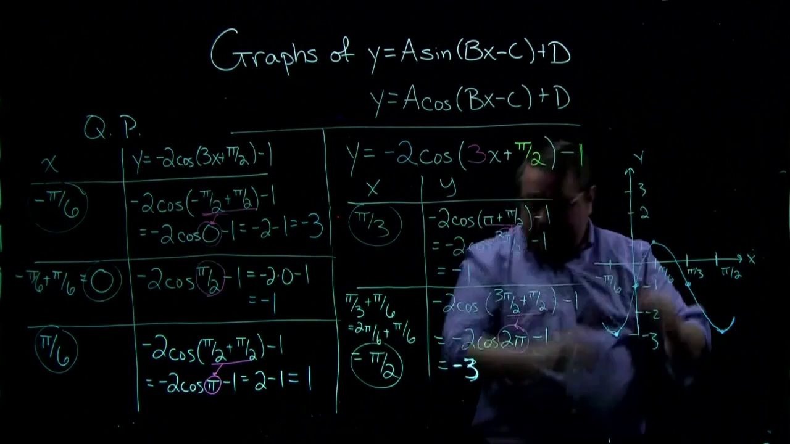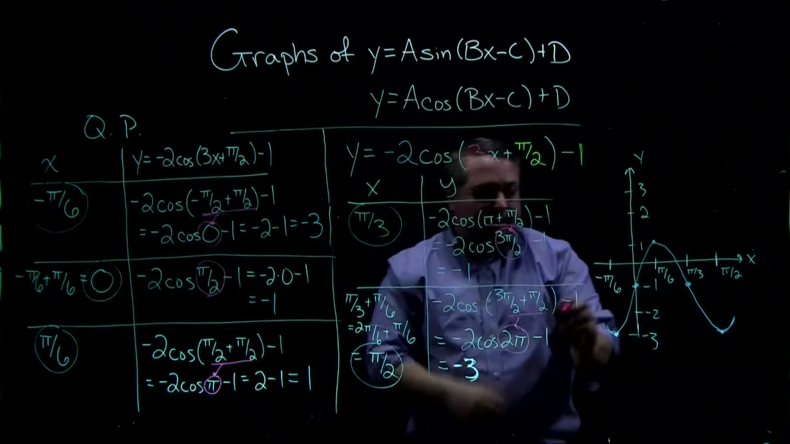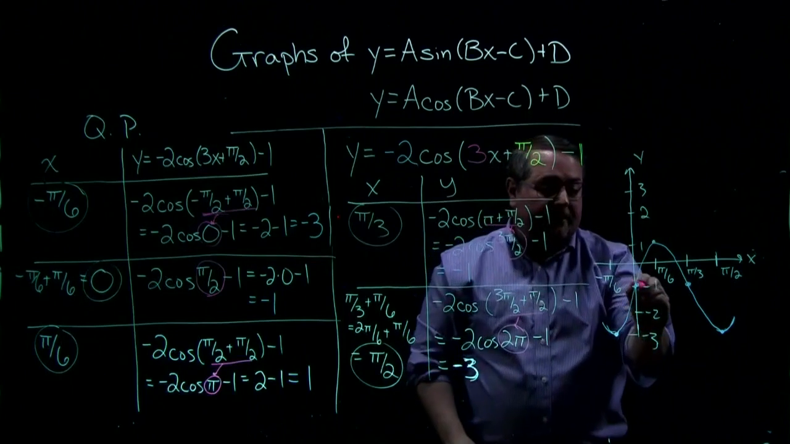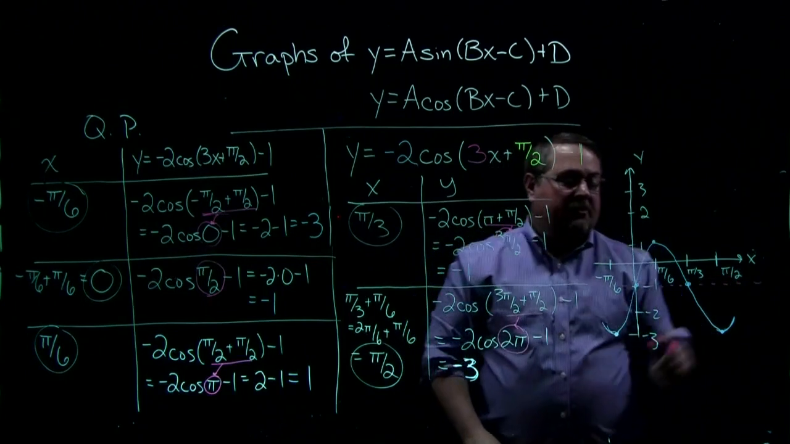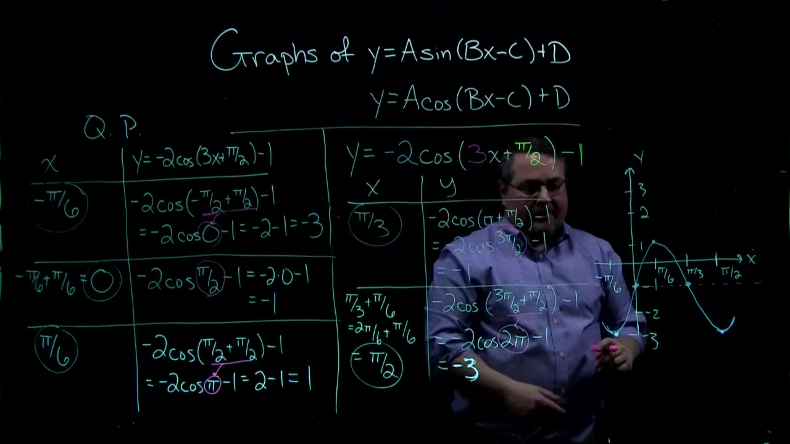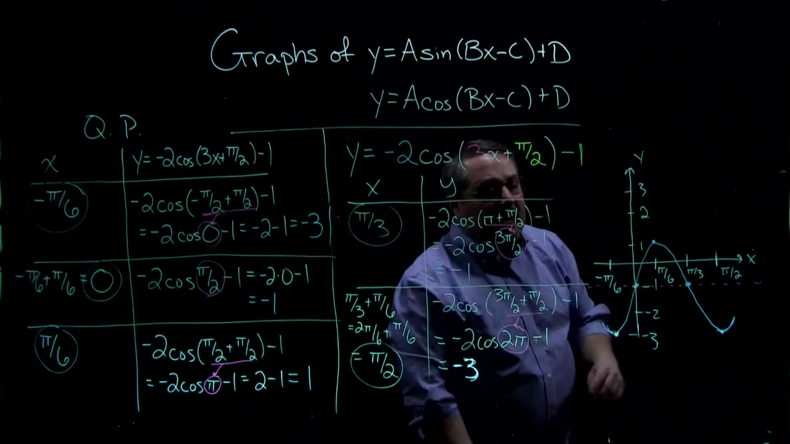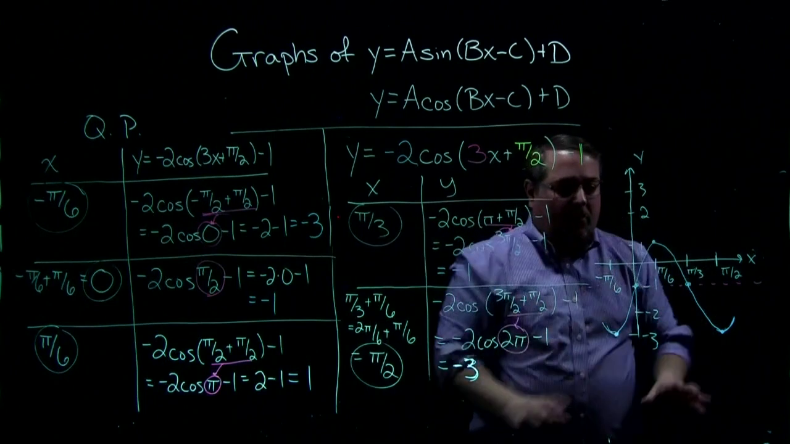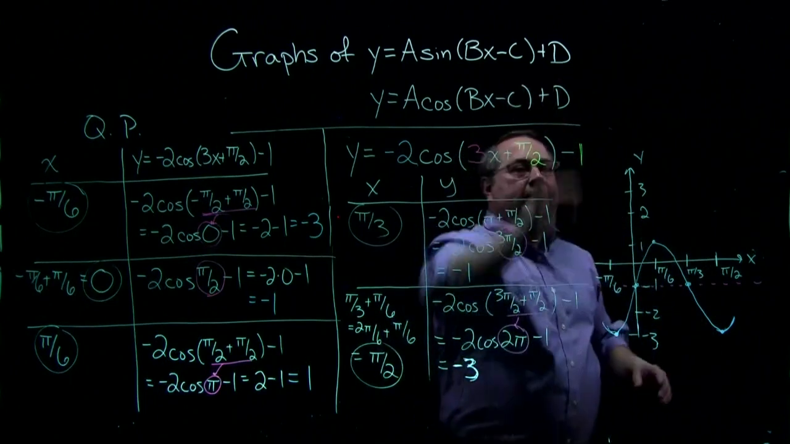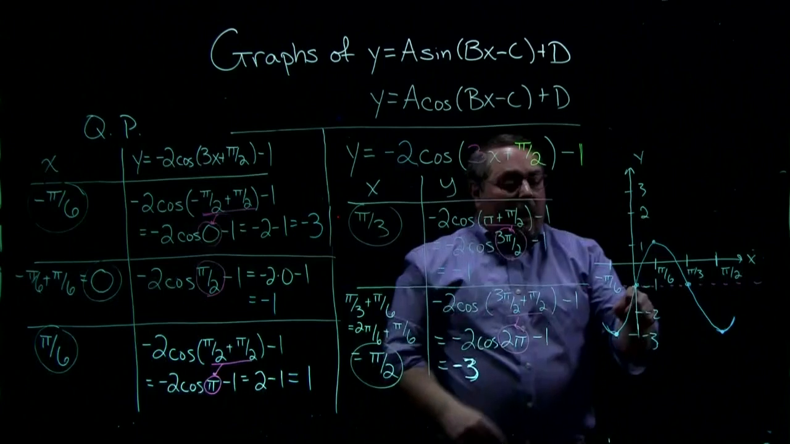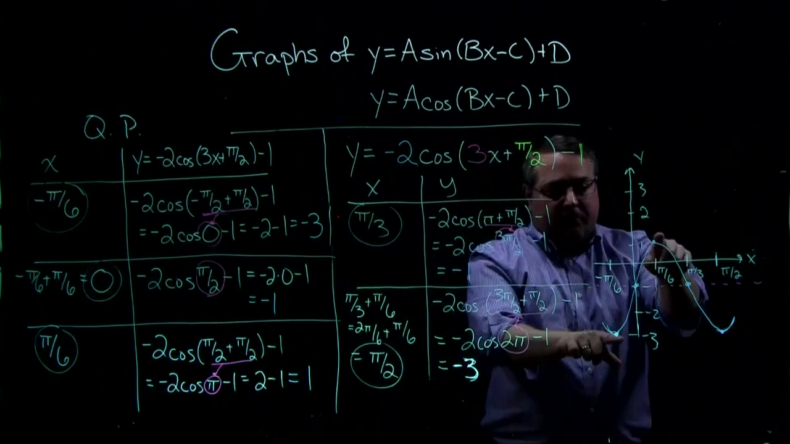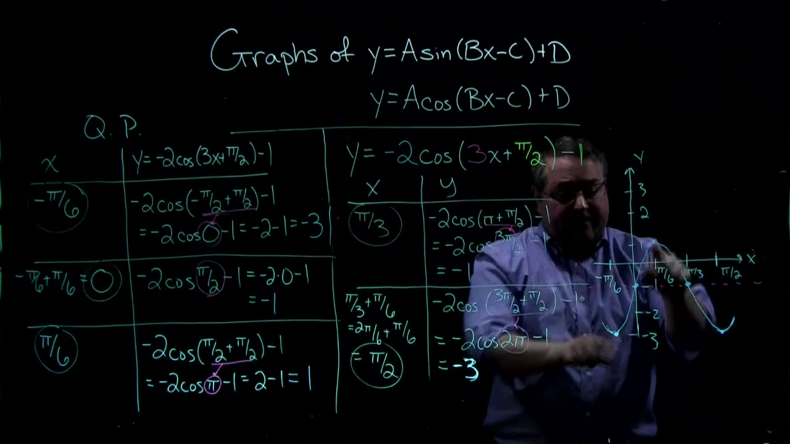We see this shift down by 1 unit, because if we didn't have this vertical shift, this dashed line would actually be at the x-axis, because that's where our negative and positive parts would be balanced. So here we've shifted the whole thing down by 1 unit. That's what the d equals minus 1 does. We see our range from negative 3 to 1. That's what we were expecting.